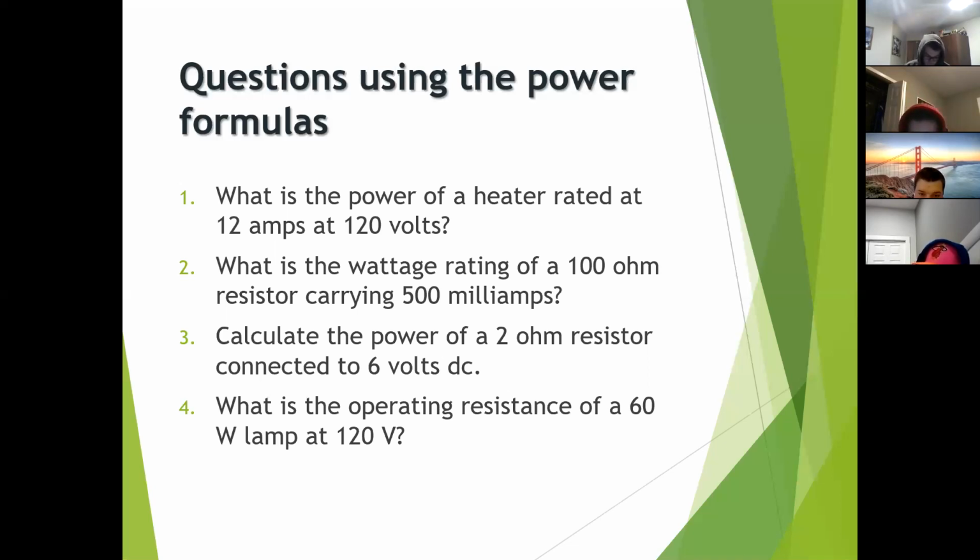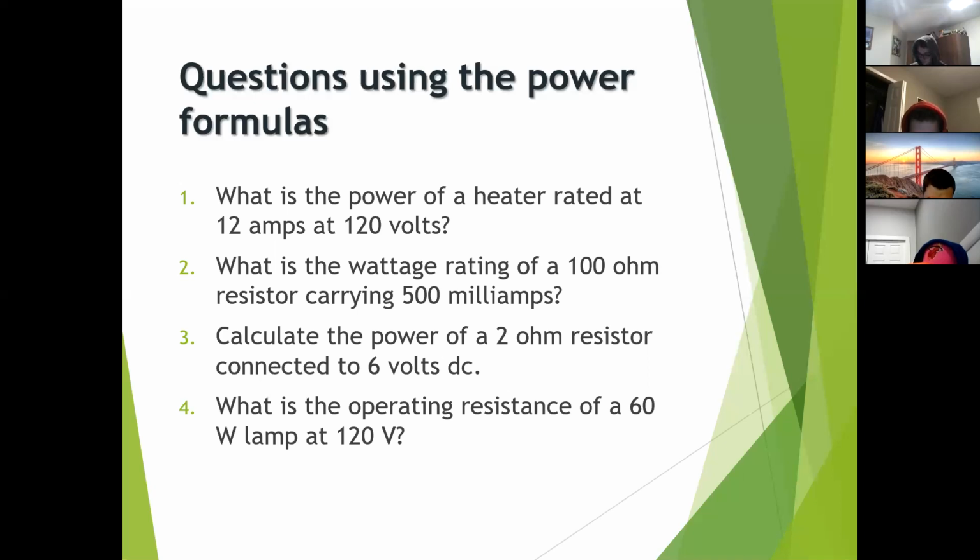For number 3, calculate the power of a 2 ohm resistor connected with 6 volts. So this will be just another iteration of that formula. We've got volts, we've got ohms. So we can say that our power will then be equal to our volts squared over our resistance, right? Yeah, 18 is what you said? Perfect. That's exactly it. So 6 squared divided by 2, 18.